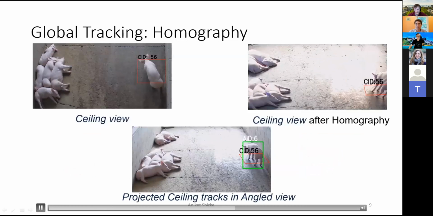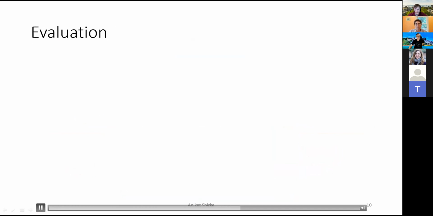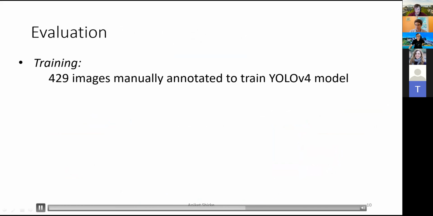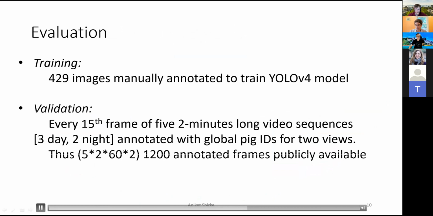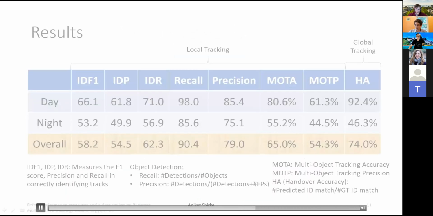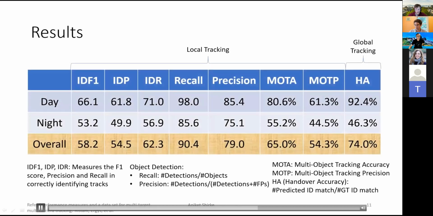Coming to the evaluation of our approach, we annotate 429 images in order to train the YOLO V4 model. To evaluate the efficacy of our system, we build a validation set by annotating every 15th frame of 5 2-minute-long video sequences. We achieve a multi-object tracking accuracy of 65%, and a multi-object tracking precision of 54.3% for tracking pigs locally using deep sort.